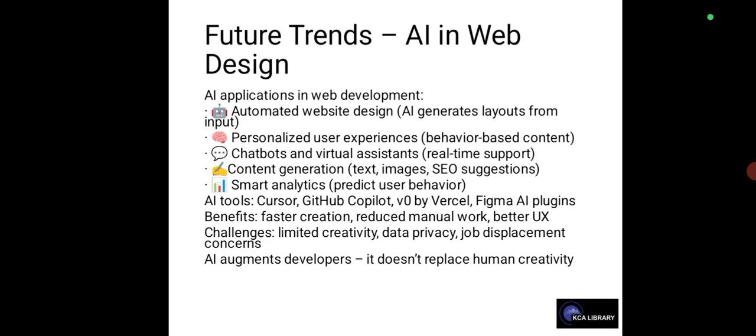So you can use AI tools like Cursor, GitHub Copilot. You can use Figma AI plugins. The benefits include faster creation. It can help you to quickly create your website, and it helps to reduce manual work. All right, but the challenges are limited creativity, your data may not be private, and it can displace you from your job. So that is why you have to watch out. AI is a tool. Don't over rely on it. Just use it as a tool to improve your efficiency.